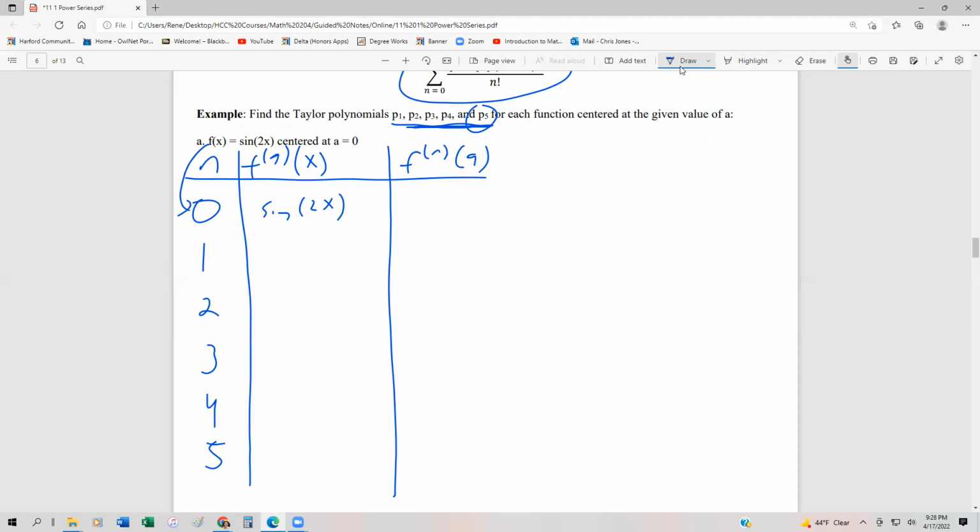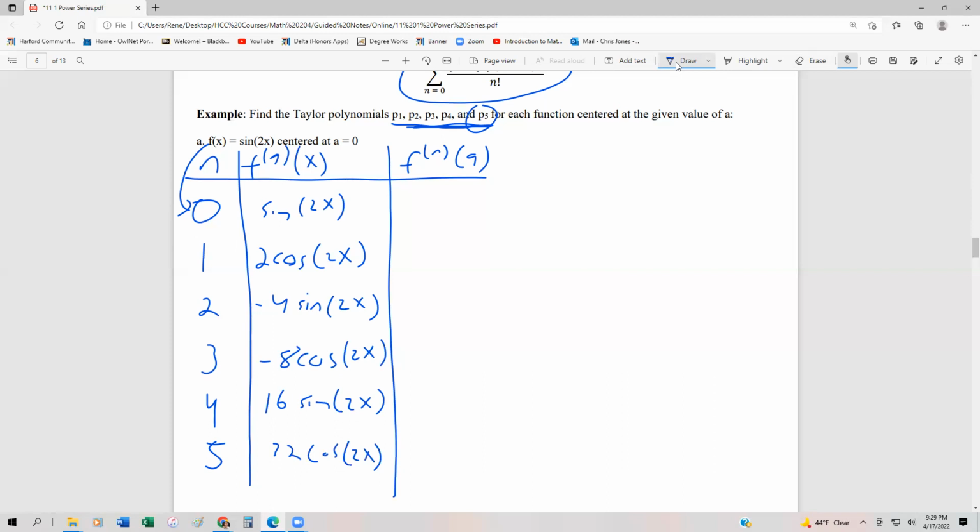Each time we find the derivative, we're going to use the chain rule. So the first derivative is going to be 2 cosine of 2x. The second derivative is going to be -4 sine of 2x. And remember, when you take the derivative of cosine, you get a negative sine. The third derivative is going to be -8 cosine of 2x. The fourth derivative is going to be +16 sine of 2x. And then finally, the fifth is going to be 32 cosine of 2x.